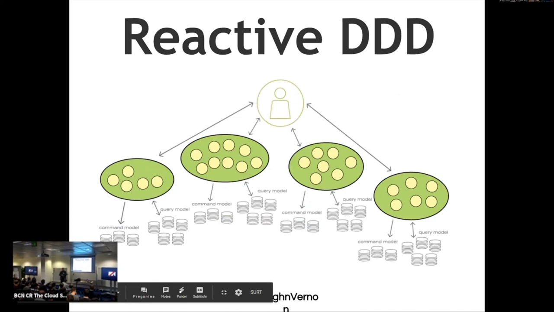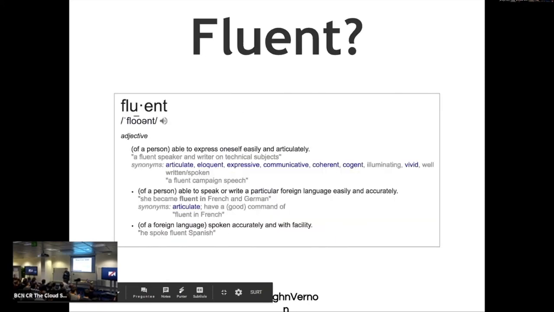So Reactive DDD is of course multiple bounded contexts. You can think of these bounded contexts as microservices. They're not teeny tiny microservices, but they are small microservices, and we want to have reactive everywhere. So we want reactive within the bounded context. We want reactive between bounded contexts. And so this is, I think, where we need to go. So what does Fluent mean?